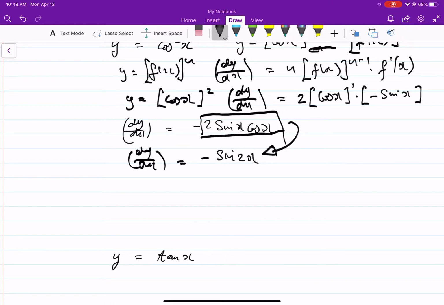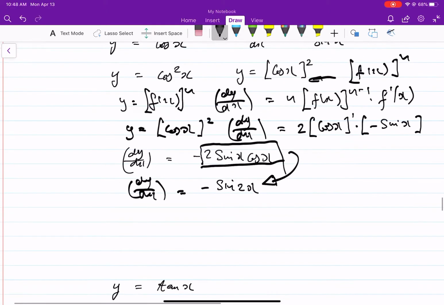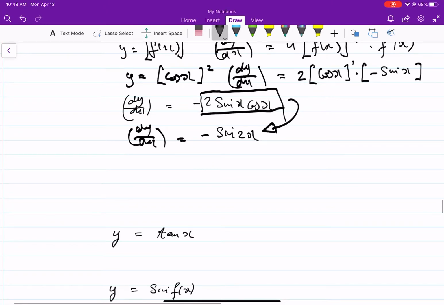When you do your trigonometry, which is next week, by the way, I got a couple more videos to do on integration, and then we go into trigonometry. All right, so dy dx is equal to minus sine 2x. If you don't understand how I got from minus 2 sine x cos x to that, don't worry about it. You'll know soon enough. All right, so that's how you differentiate cos squared x.